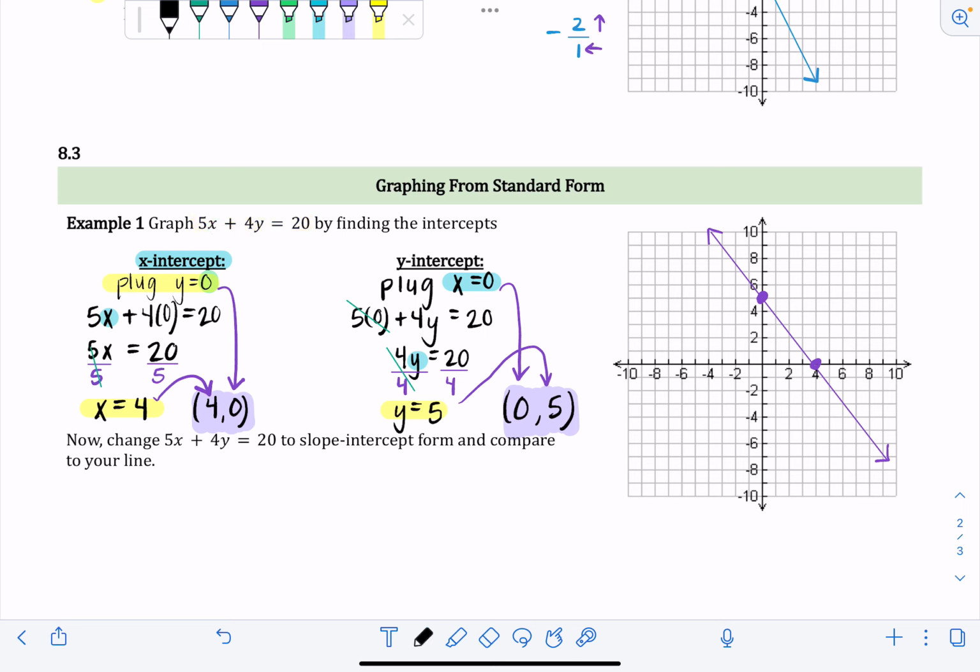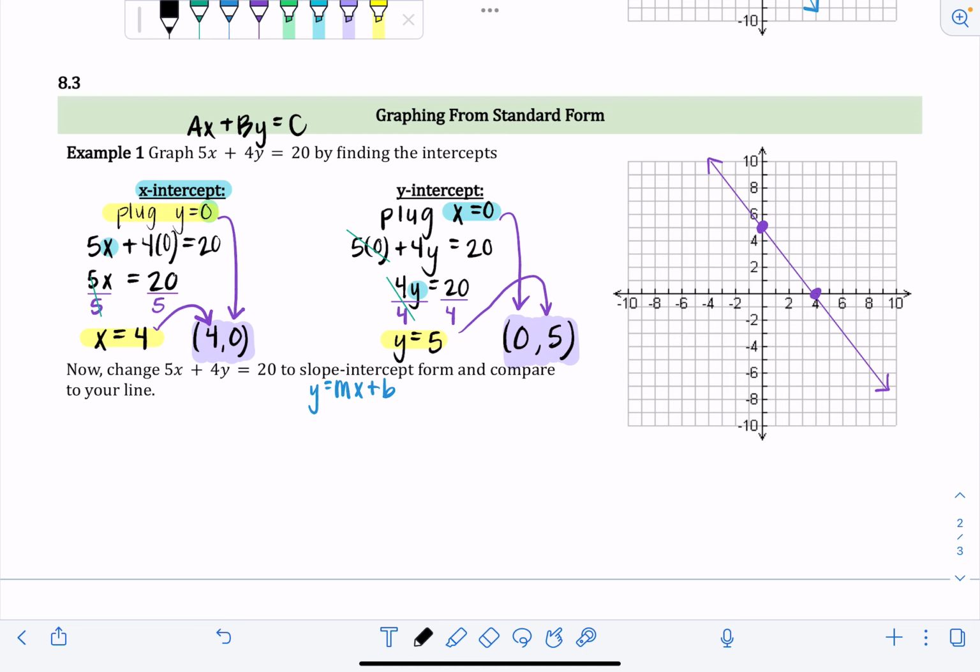I forgot to write the formula for standard form, but that is ax plus by equals c. So whenever it looks like this is one method. The other way is to change it into slope-intercept form, which is like our y equals mx plus b. So that's what we'll do down here. So change 5x plus 4y equals 20 into slope-intercept form. So notice with slope-intercept form, y is by itself. So that's what we want to do. We want to get y completely by itself.